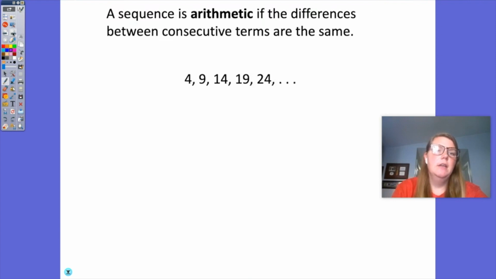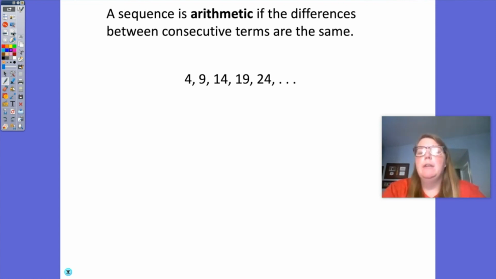All right. So here's an example of a sequence. And the first type of sequence we're going to look at is called arithmetic. I know it looks like arithmetic, but in this case, it's pronounced arithmetic. And that is when the numbers in the sequence are related by addition or subtraction.